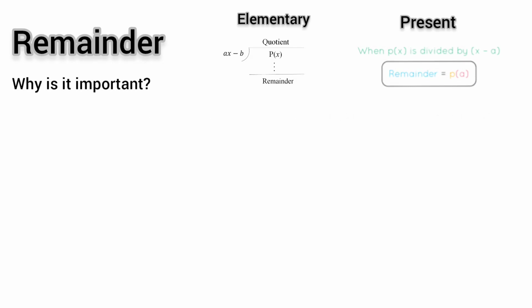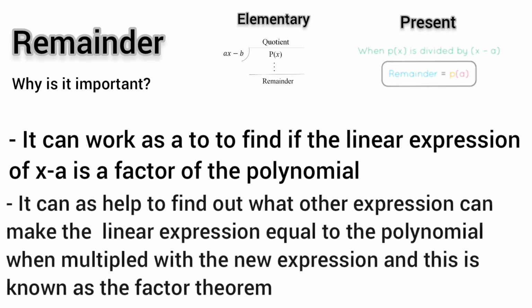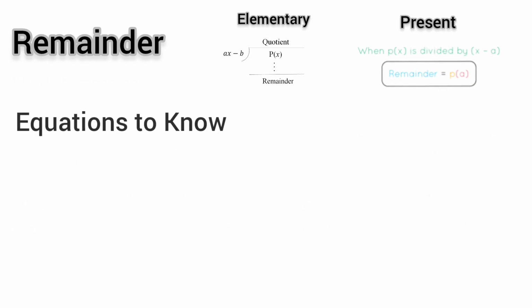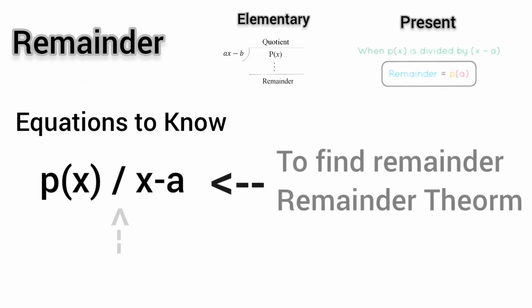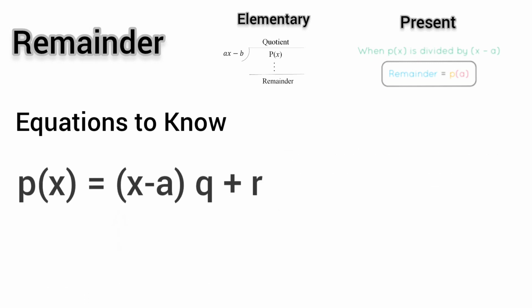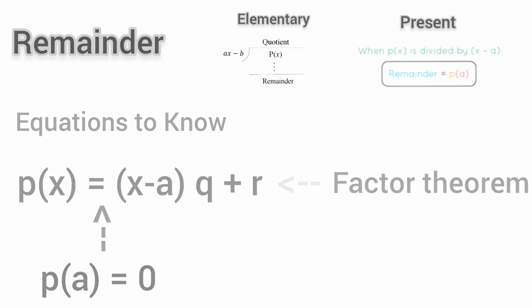Why is this important? It's important because it's the tool that we use to see if a linear expression is a factor of a polynomial. We can also use it to find the other part of the expression, like mentioned earlier, that when multiplied equals the polynomial. For this reason, the equations we need to know would be p(x) over x minus a, and p(x) is equal to (x minus a) times q(x) plus r.